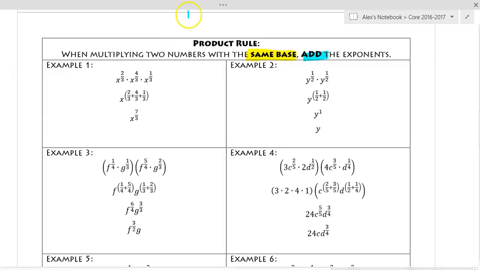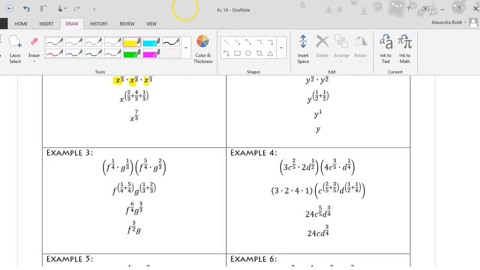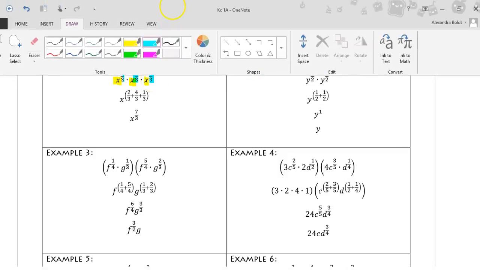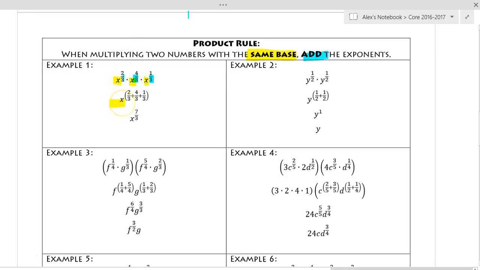So let's look at our first example, example 1. I'm looking for the same base. So this has an x, this has an x, and this has an x. So I can actually multiply all of these because they have the same base, and I'm going to add their exponents. So the base stays exactly the same. The base does not change. All I'm doing is adding those: 2/3 plus 4/3 plus 1/3.